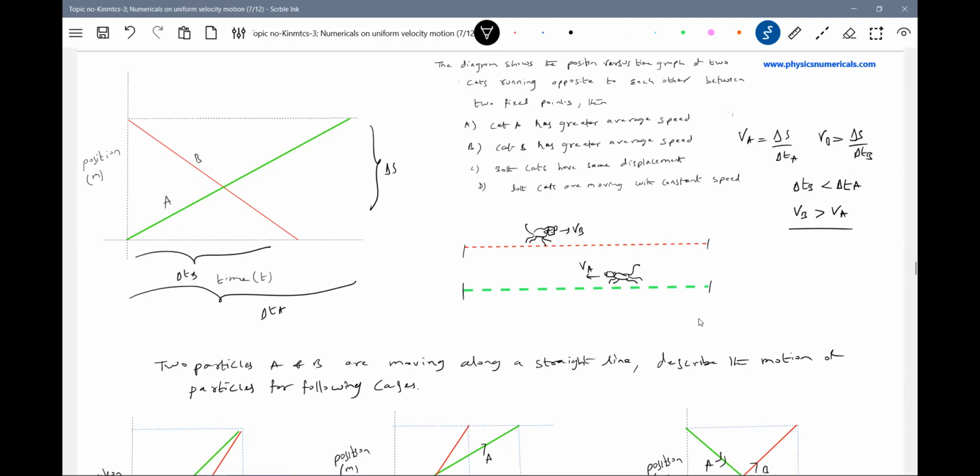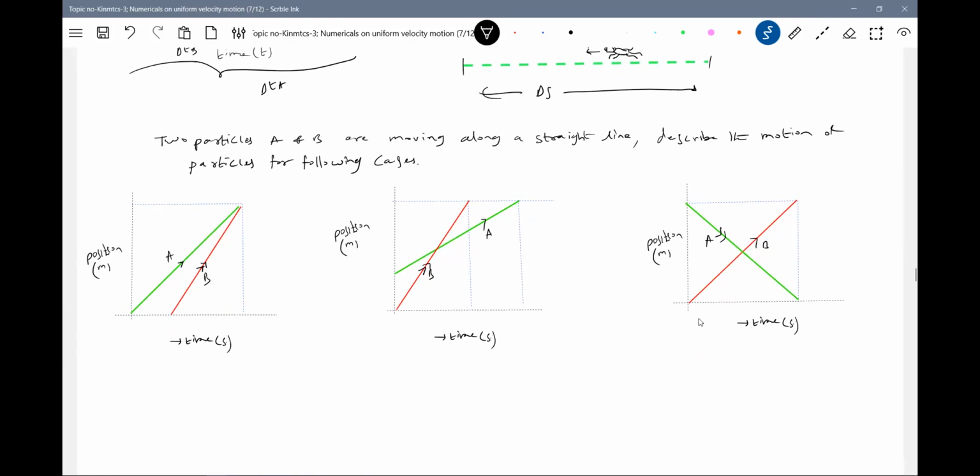So the cat B has greater average speed. The conclusion: both cats have the same displacement. It's correct, no? Both are having the same displacement. Both cats are moving with constant speed. This is also a correct statement.